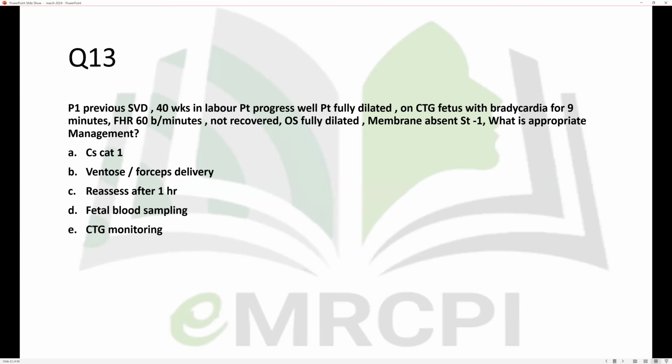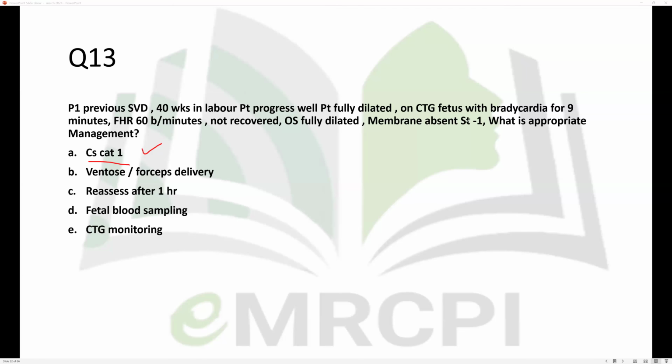So station -1 means what? No instrumental delivery is allowed. Yes, well done. So instrumental delivery is not applicable here. Why? Because this is only -1 and we need at least a 0 station, correct? So the only option applicable here is the category 1 cesarean section.